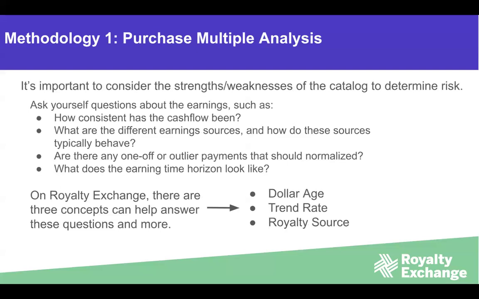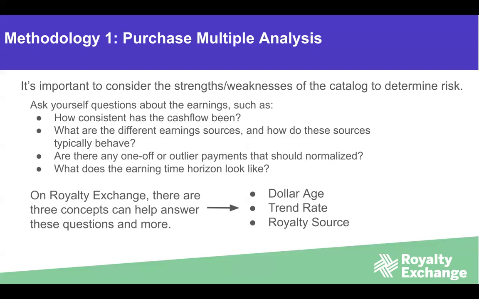So for purchase multiples analysis, a couple of questions you're going to want to ask yourself. How consistent is the cash flow? What are the sources and how do those typically behave? Obviously, earnings from radio are not going to be as consistent on a move forward basis as, say, for example, streaming. Things played on a TV show might not perform the same as something that's on a commercial, for example.